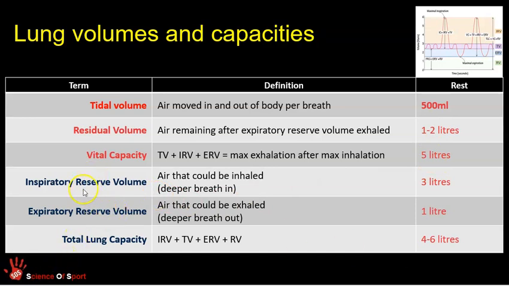The other volumes that I talked about were inspiratory reserve volume, the extra that you can breathe in, and expiratory reserve volume, the extra you can breathe out. And actually I didn't really mention total lung capacity, but it's basically from the bottom to the top. It's vital capacity plus residual volume. So it's your whole lung capacity.